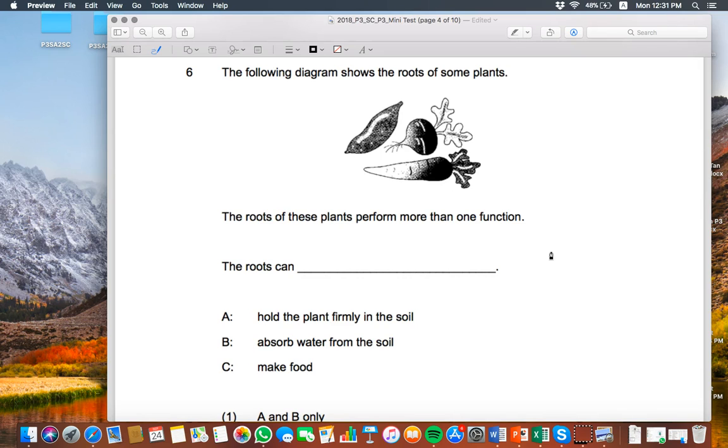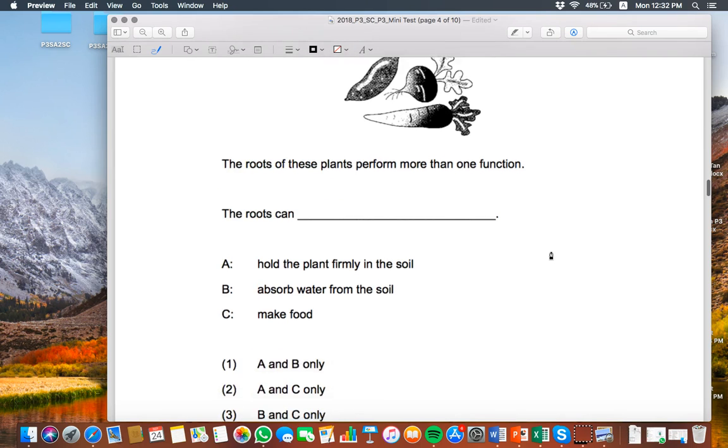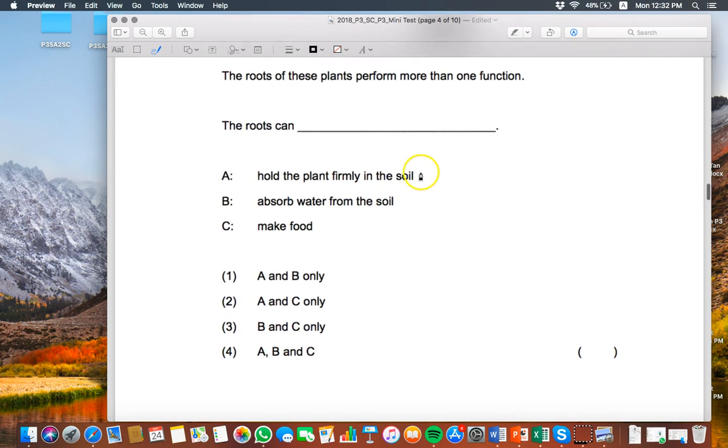The following diagram shows the roots of some plants. You don't have to know what plants they are. But the next statement says the roots of these plants perform more than one function. What can these roots do? The roots can hold the plant firmly in the soil. Is this correct? Yes. The roots can absorb water from the soil. Yes. So A and B are functions of the roots. Understand? What about C? The roots can make food. Is this correct? No. This is the function of the leaves. So C is incorrect. So the answer will be A and B only.